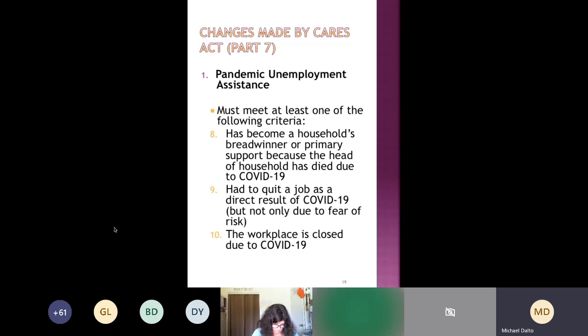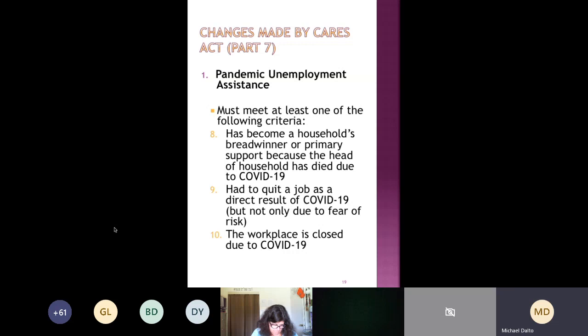Perhaps it might meet condition number 9, for example, had to quit a job as a direct result of COVID-19. Well, if you've lost your housing, your dorm is closed due to COVID-19, the entire campus is closed, even though your job is off campus, you have to move back home. I would say you had to quit your job as a direct result of COVID-19. So that one may be a gray area, but I certainly think the argument could be made, and I would encourage that person to file a claim.